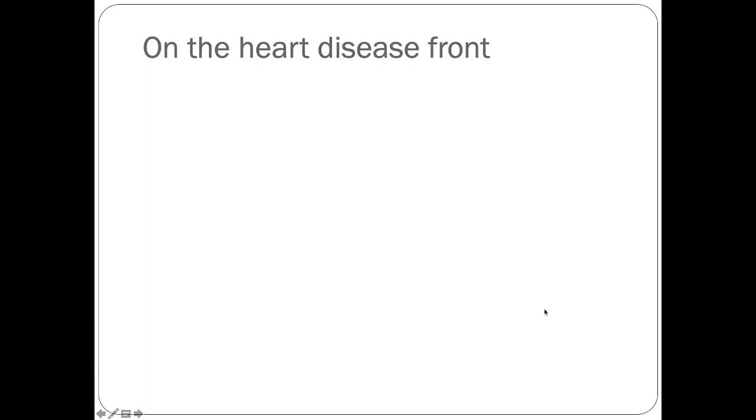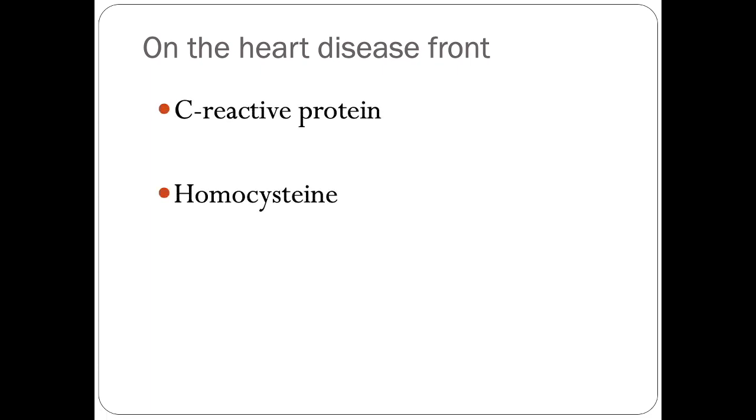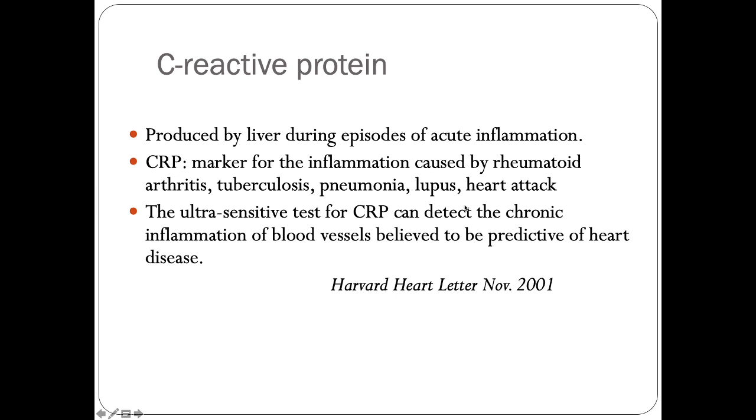So, more about heart disease, there's a couple things that we've discovered recently: C-reactive protein and homocysteine, which are good indicators of your risk of heart disease. C-reactive protein is something produced by the liver when you have episodes of acute inflammation, and it is therefore a marker for inflammation caused by a number of things, including rheumatoid arthritis, tuberculosis, pneumonia, lupus, and heart attack. If you have a test for this, it can detect chronic inflammation of blood vessels, and this is believed to be indicative of heart disease.